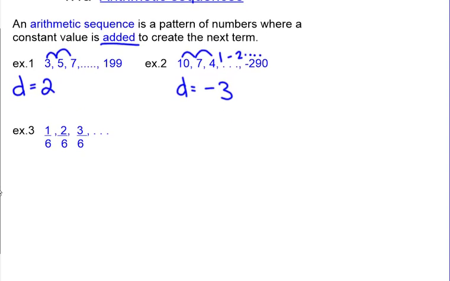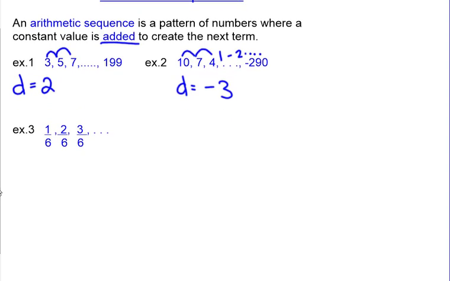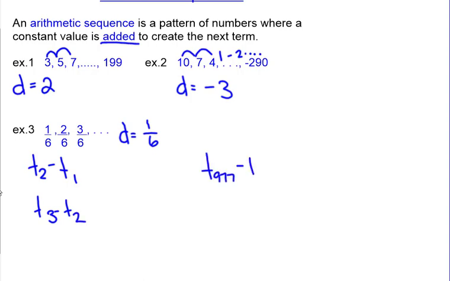In this one, we've got 1/6, then 2/6, then 3/6. Looking at the pattern, you can see that your common difference is 1/6. However, if you can't just look at it and see the pattern, to figure out your common difference, you go term 2 minus term 1, and you also want to check a second one, so maybe term 3 minus term 2. You could also do term 977 minus term 976.